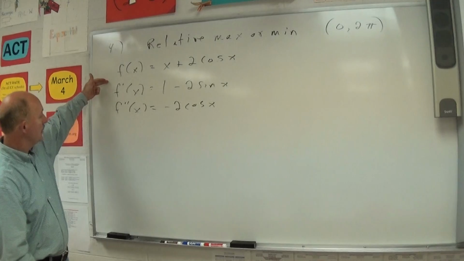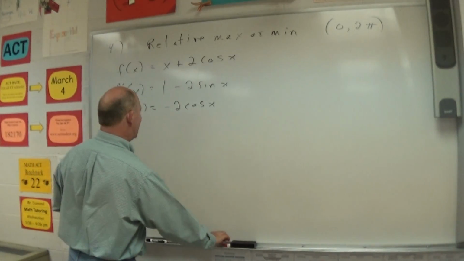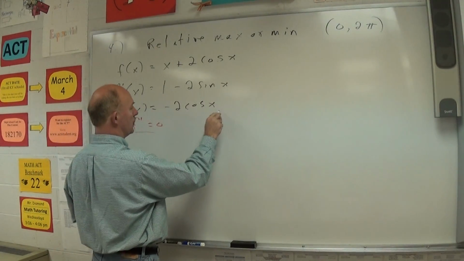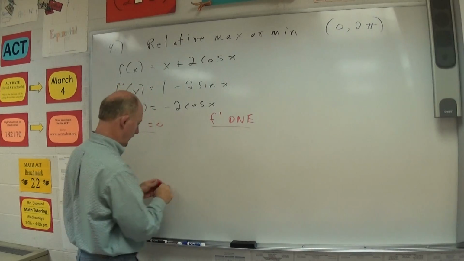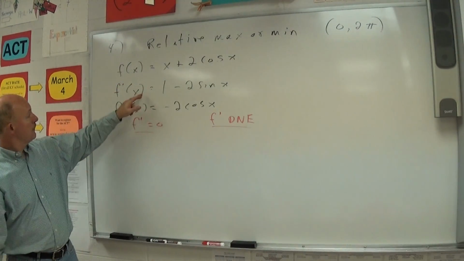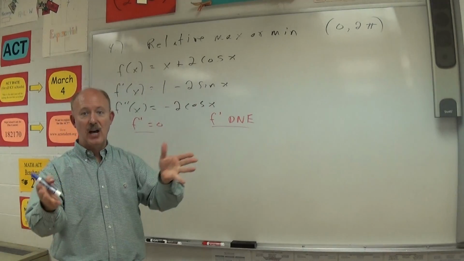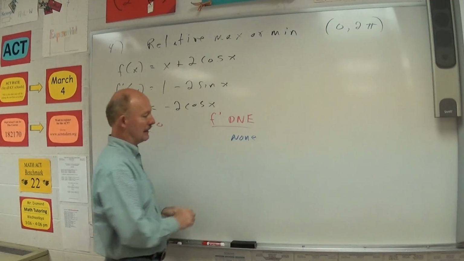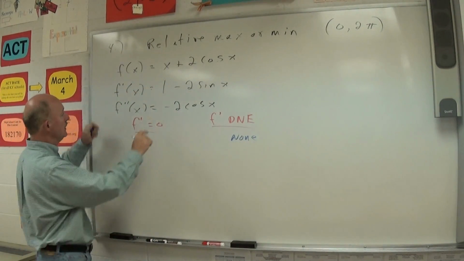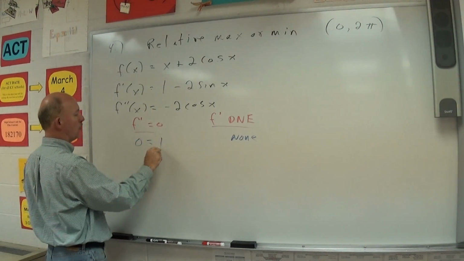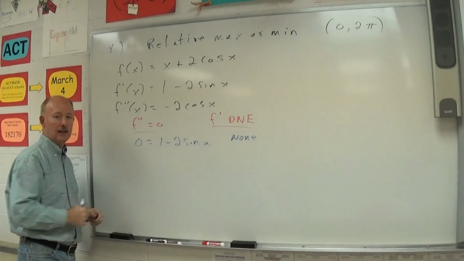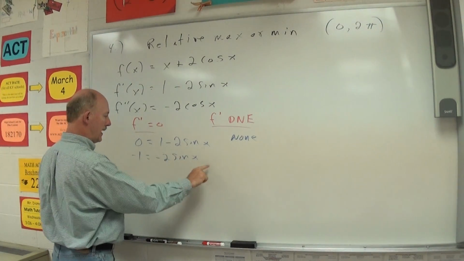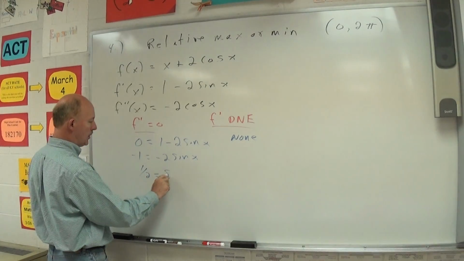Now we've got our first derivative and our second derivative. To start us off, let's get our critical numbers. This is where the first derivative is equal to 0 and where the first derivative does not exist. The first derivative has sine in it, and sine is defined everywhere, so there are no values where the derivative doesn't exist. Now let's set the first derivative equal to 0: 0 equals 1 minus 2 sine x. This gives us negative 1 equals negative 2 sine x. Dividing both sides by negative 2 gives us 1/2 equals sine x.